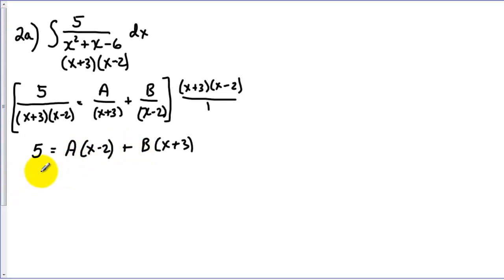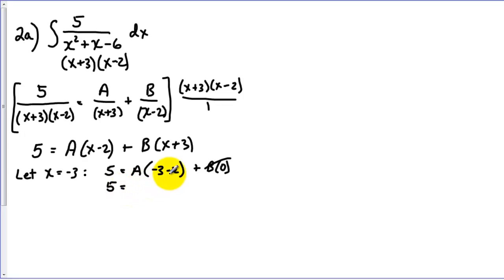So let's find the value of a, so we want to make b disappear. If I put negative 3 in here, I'm going to get 0. So let's start out choosing x equals negative 3, and we substitute all the way across. So we get 5 equals a times negative 3 minus 2 plus b times 0, so that's disappearing. Now if we simplify, 5 equals negative 5a, and dividing by negative 5, we get a equals negative 1.